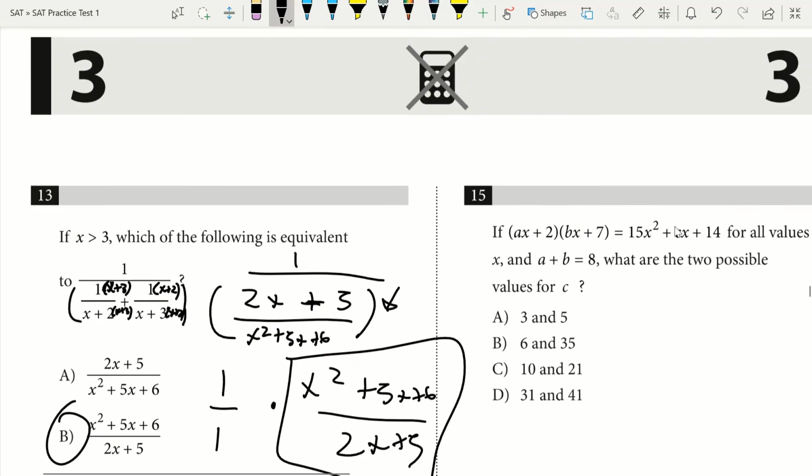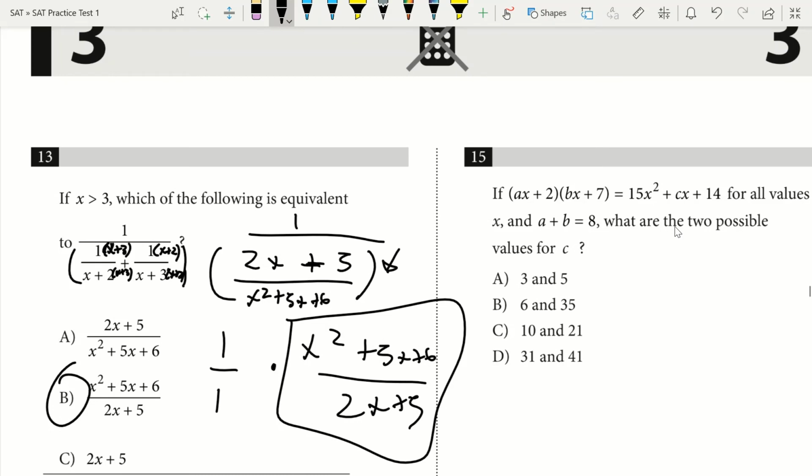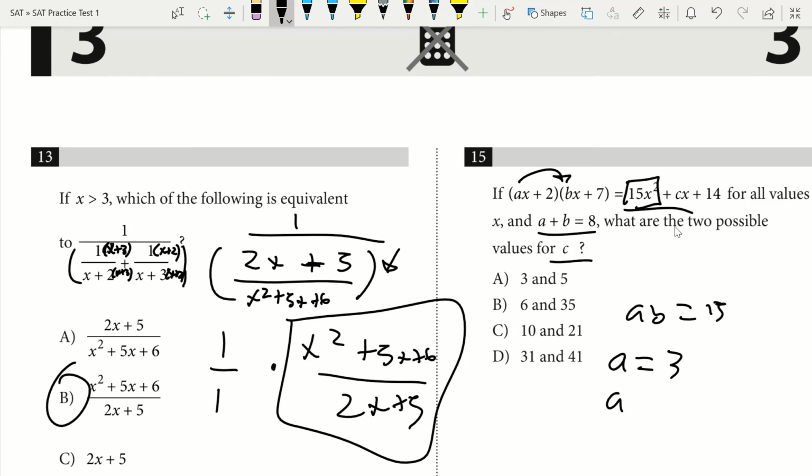All right, question 15. If ax plus b plus 2 times bx plus 7 equals this equation for all values of x, and a plus b equals 8, what are two possible values for c? Well, I know that a times b has to equal 15 because I have this 15x squared, and I know that a gets multiplied by b to get me abx squared. X squareds cancel, I get ab equals 15, and I know a plus b equals 8, so two obvious terms come to mind. It's going to be a equals 3 and b equals 5. They equal 15 when they're multiplied, and they add to 8.